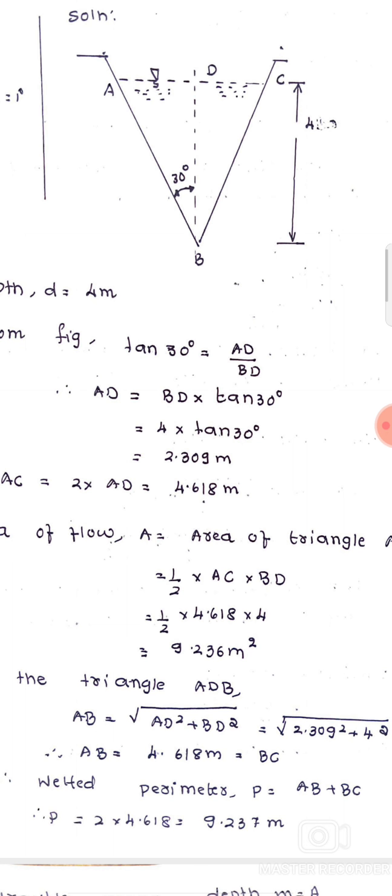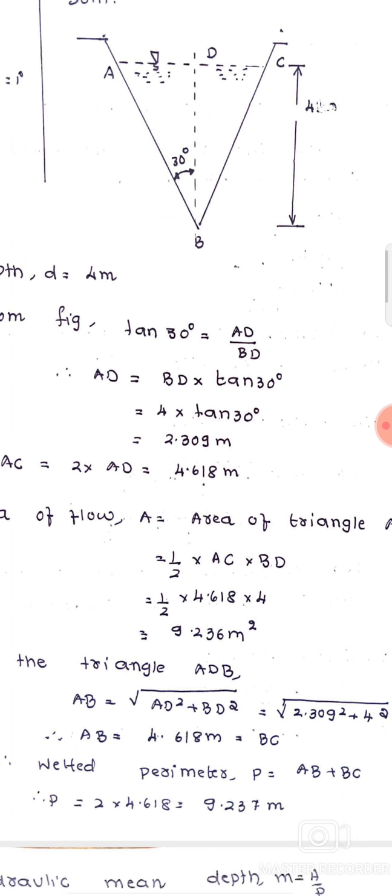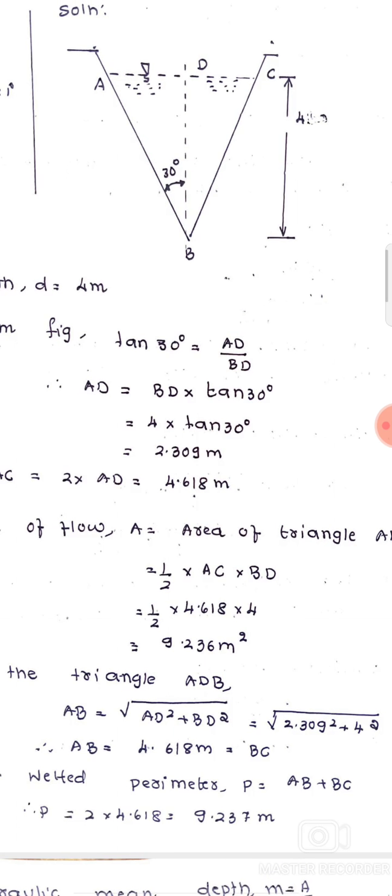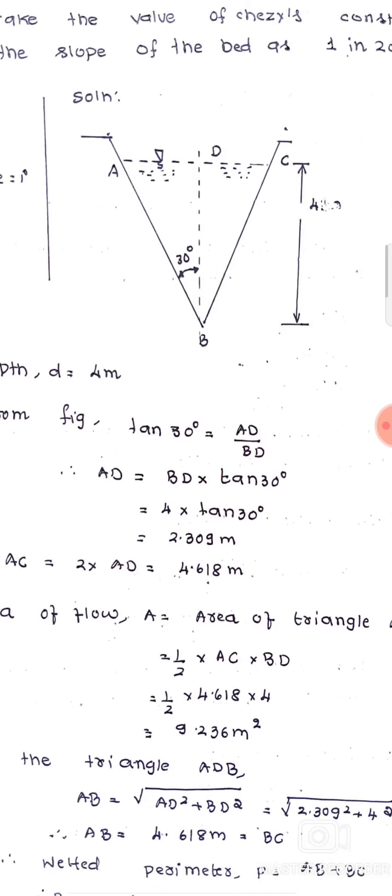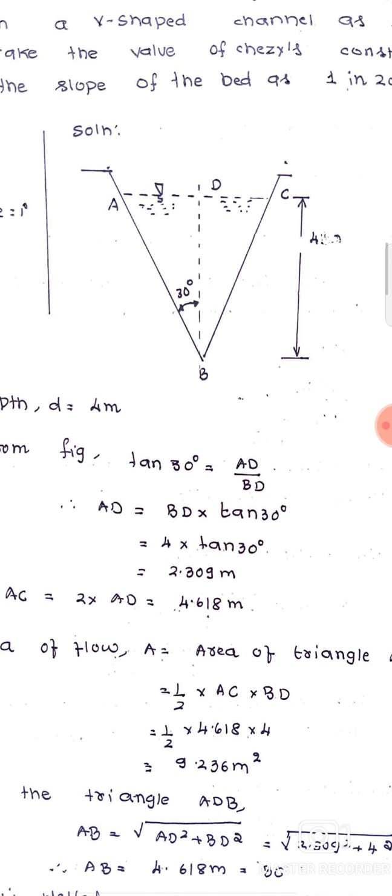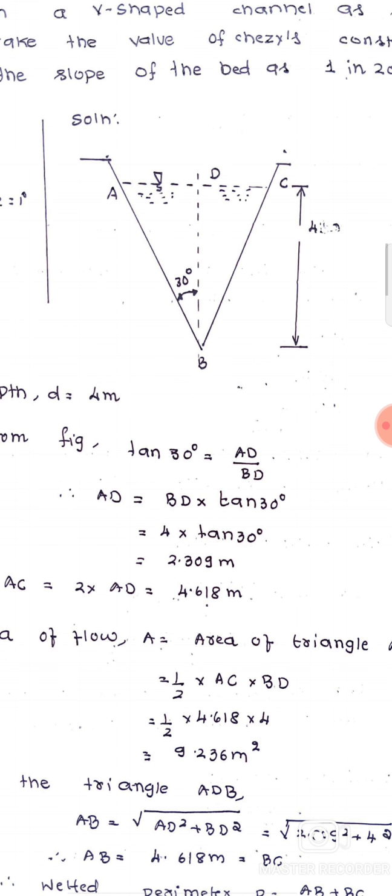So AD is equal to BD into tan 30, because we know tan theta is opposite by adjacent. If you want to find the opposite, it is adjacent into tan theta, that is BD into tan 30 degree. BD distance is known as 4 meter. So 4 into tan 30, that gives 2.309 meters. Remember, 30 degrees is the angle in triangle ABD, and it is the same for triangle BCD.